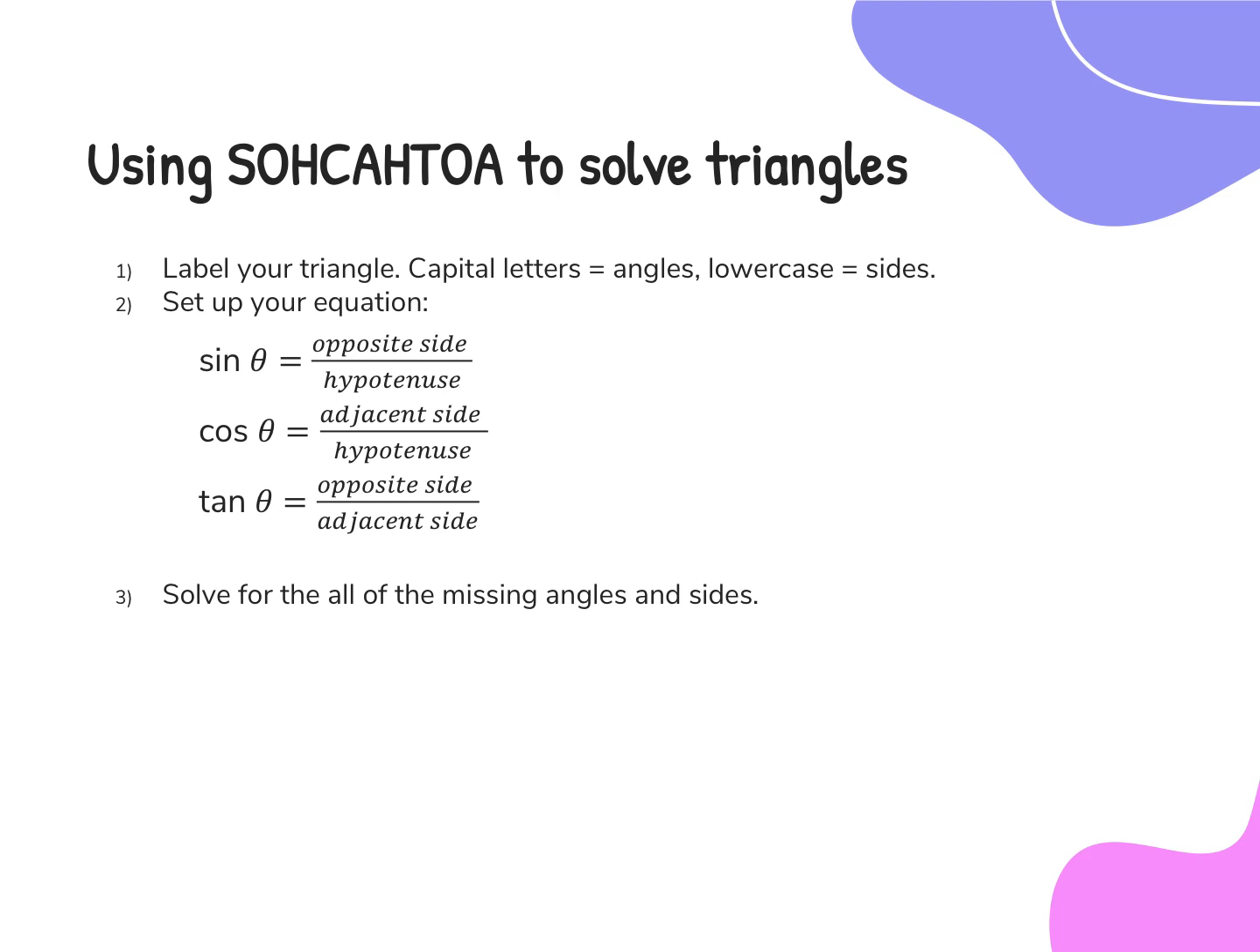When the instructions say to solve the right triangle, once we're done, you will be able to have found all three angle measures and all three side lengths.